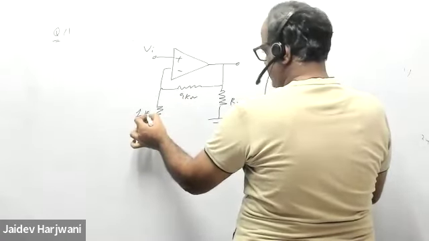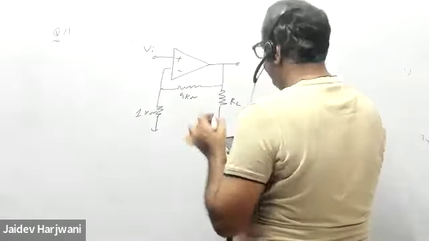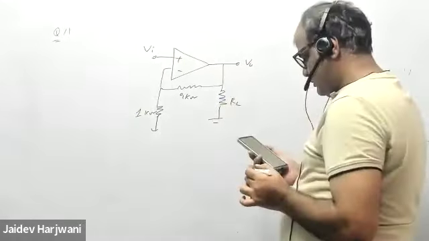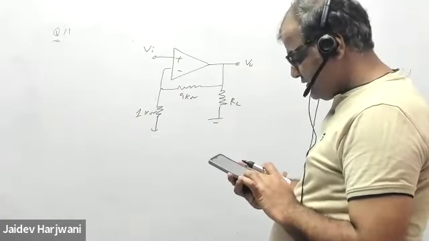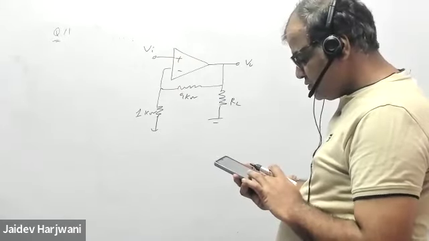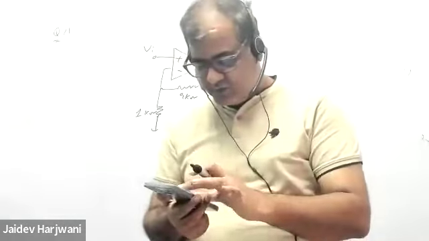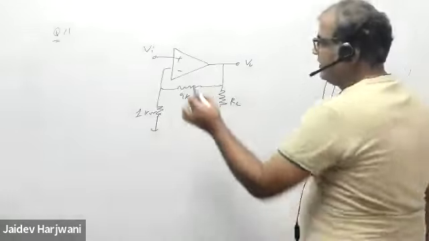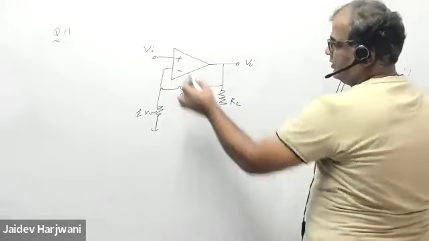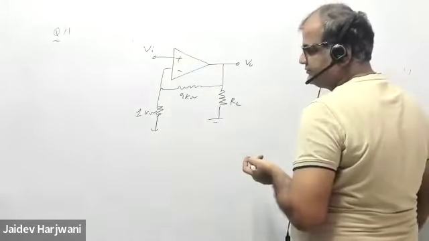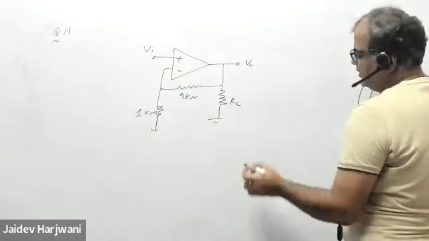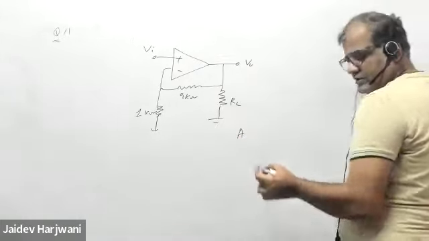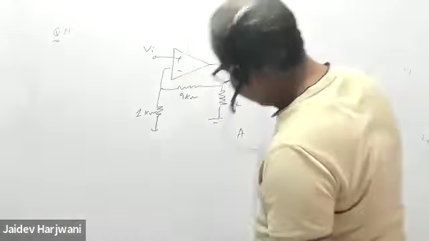This is 1 kilo ohm. Okay, V naught. So in the given circuit, the open loop gain is given, along with the feedback configuration, and they are asking for the closed loop gain. So this is basically a non-inverting amplifier, and it's ideal. Of course, the open loop gain is 10 to the power 5, so it's almost close to ideal. So the closed loop gain they are writing as AF.